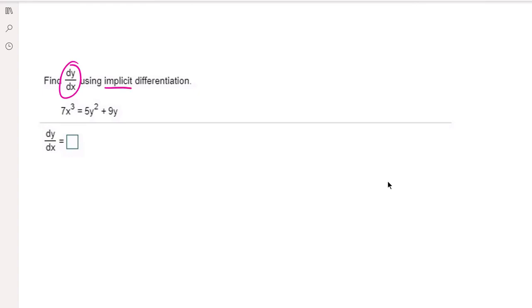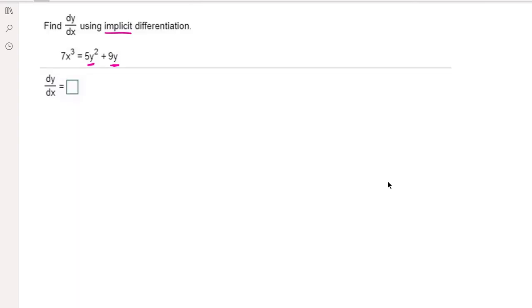And of course, a lot of times you use implicit differentiation because your equation is not easily solvable for y. Like, this would be a very difficult equation, 7x cubed equals 5y squared plus 9y. That would be very difficult to isolate the y in. So what we want to do is start by taking the derivative of both sides with respect to x. A lot of times when they do the derivative of both sides, they'll write d dx. That just means take the derivative of that side. Of course, what you do to one side, you have to do to the other side.